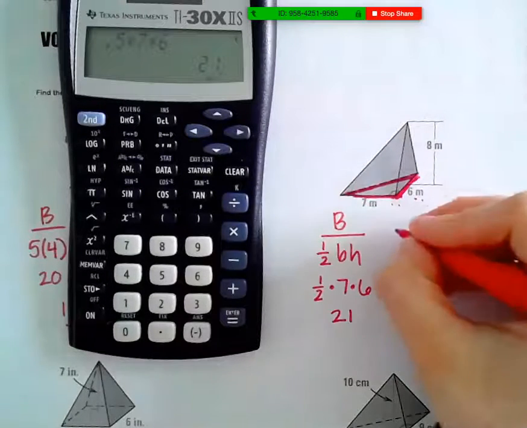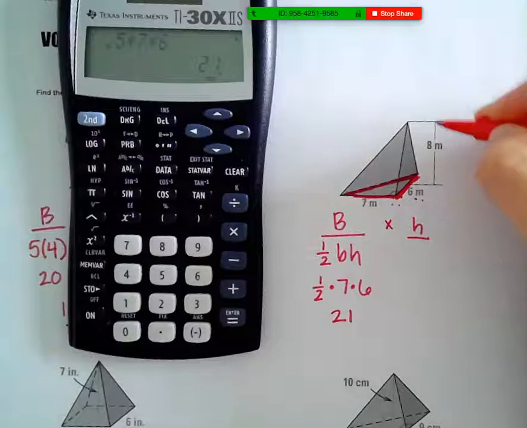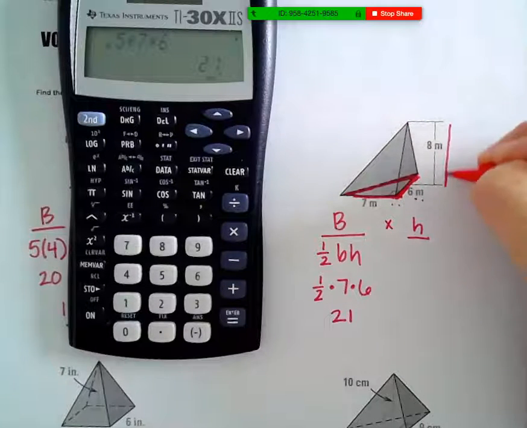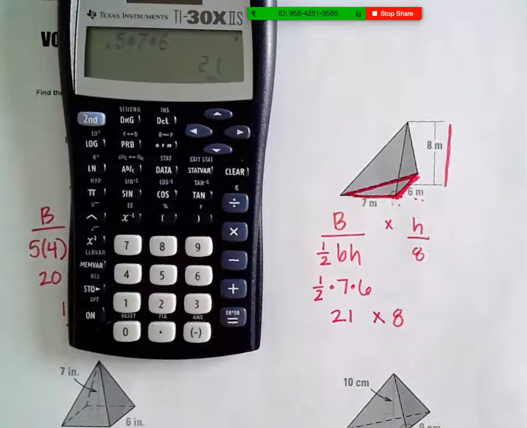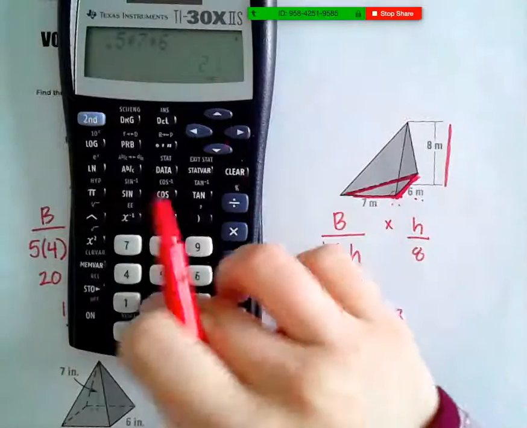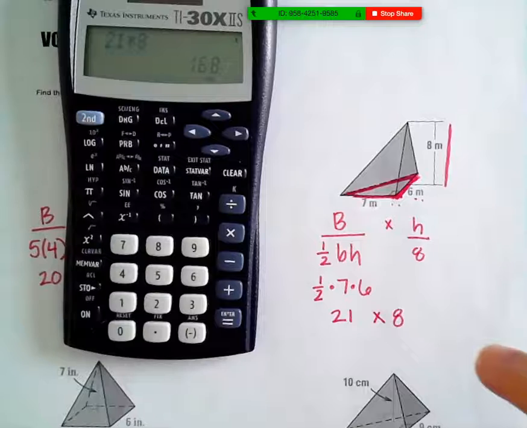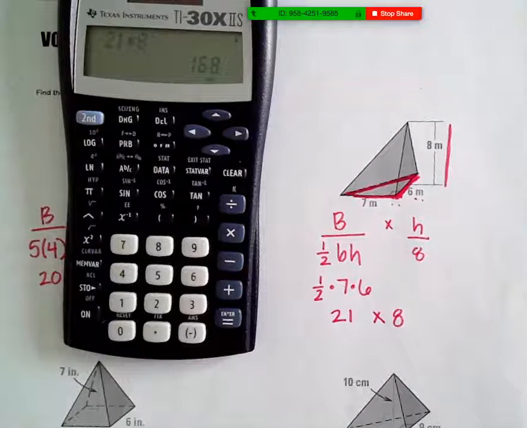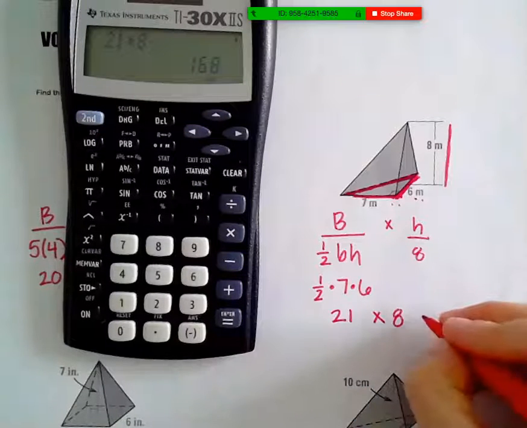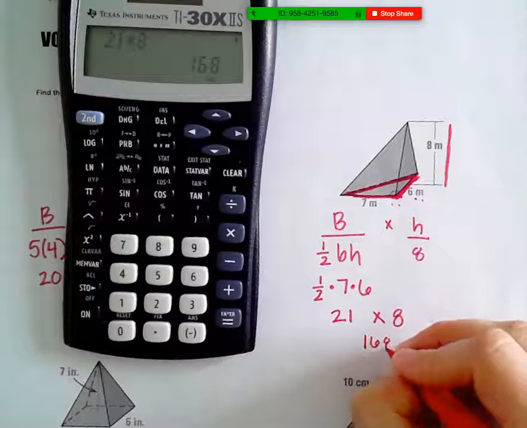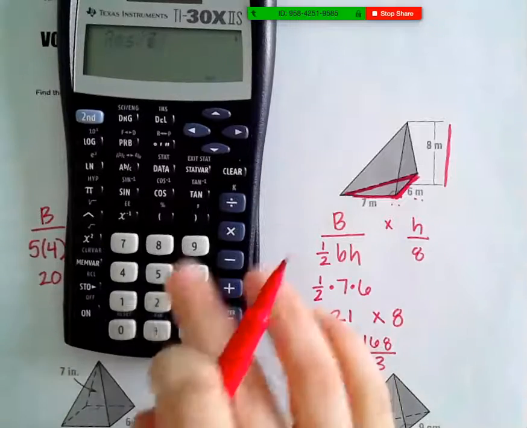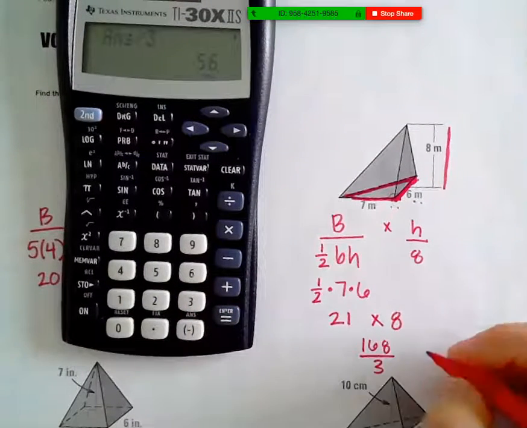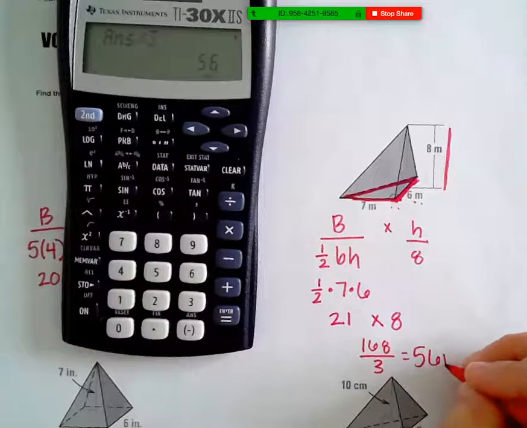Okay, now how tall is our pyramid? 8. Yes. So now we have to take 21 times 8. 168. Yep. Good job. But is 168 our answer? Nope. What do we have to do to it? Divide by 3. Yes. 56. 56 meters cubed.